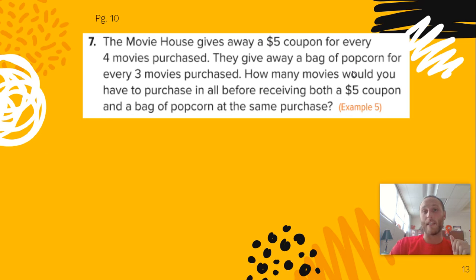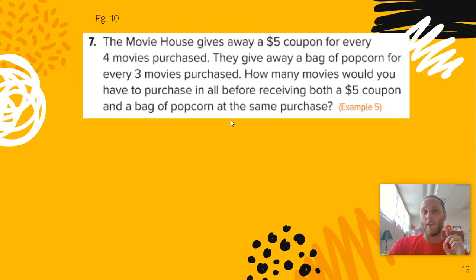The movie house gives away a $5 coupon for every 4 movies purchased. They give away a bag of popcorn for every 3 movies purchased. How many movies would you have to purchase in all before receiving both a $5 coupon and a bag of popcorn at the same purchase? This is on page 10, by the way. So if you want to circle any of the numbers and set it up that way, you can use your workbook or you can use your scratch paper.